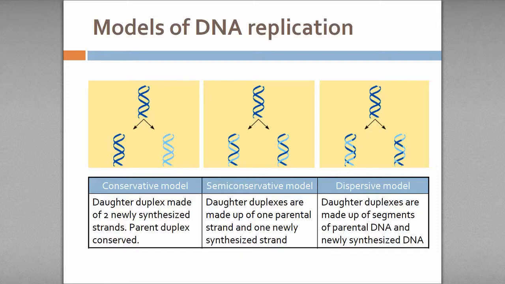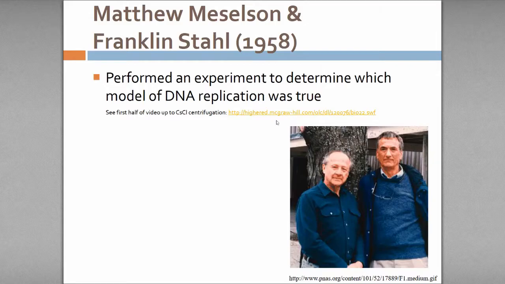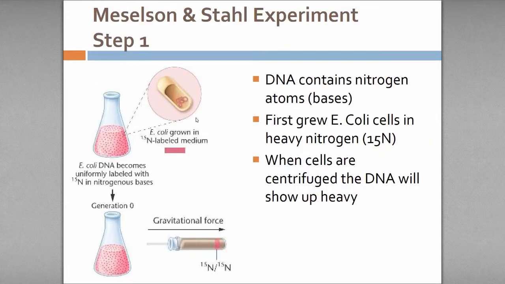Stay here for a couple seconds. Right, move on. So in 1958, Matthew Meselson and Franklin Stahl performed an experiment to determine which of the three models we looked at was true. The way they went about doing this is actually really smart, very clever. We know that DNA contains nitrogenous bases, or nitrogen atoms. So what they did was they grew E. coli cells in heavy nitrogen.